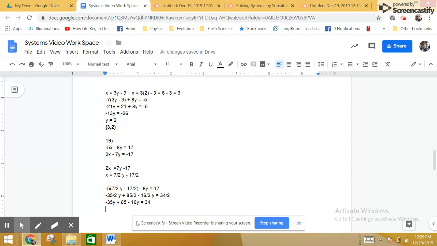Negative 35 plus negative 16 is negative 51y. And then I subtract 85 from both sides. I get 34 minus 85, which is negative 51. And so y has to be 1. I go back and I plug in y equals 1 here. So I got basically 7 halves minus 17 halves. So x will equal negative 10 over 2, which equals negative 5. And so my solution is negative 5 comma 1.